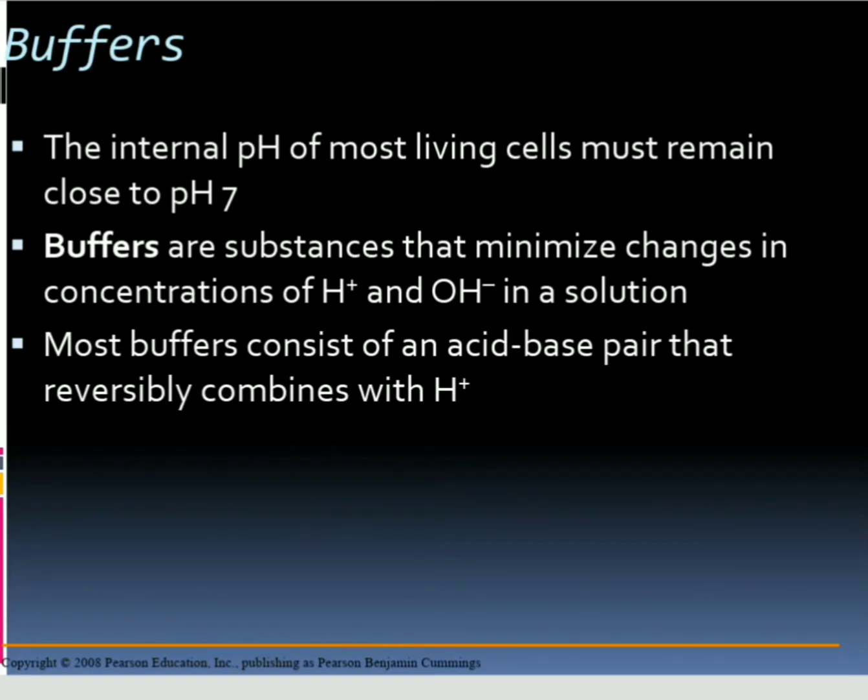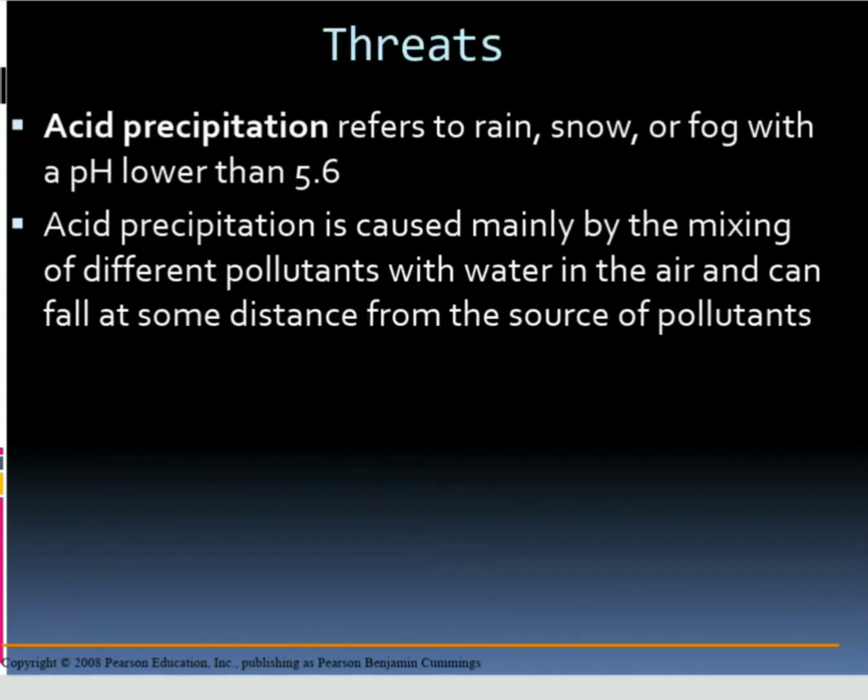Buffers are substances that minimize changes in the concentration of H plus and OH in a solution. Most buffers consist of an acid-base pair that reversibly combines with H plus. So buffers minimize the changes.